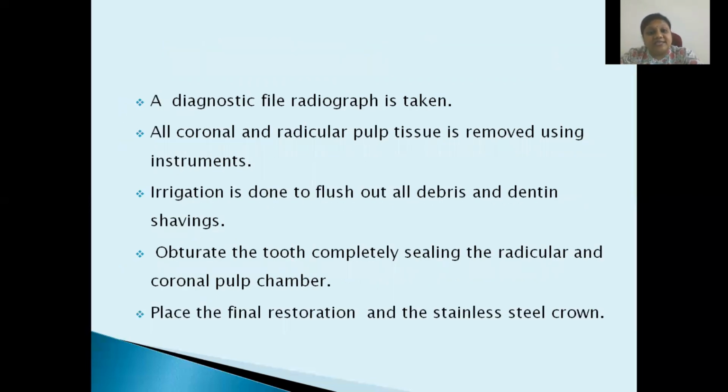A diagnostic file radiograph is taken. All the coronal and radicular pulp tissue is removed using the instruments. Irrigation is done to flush out all debris and dentinal shavings. We need to obturate the tooth completely, sealing the radicular and the coronal pulp chamber. Then we finally place the final restoration, and over that final restoration, we give a stainless steel crown.